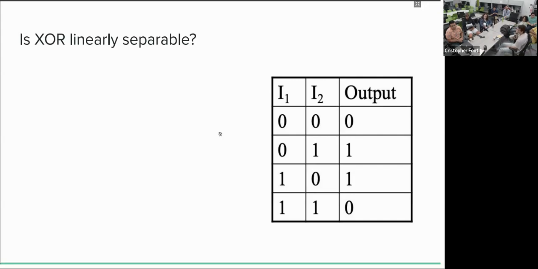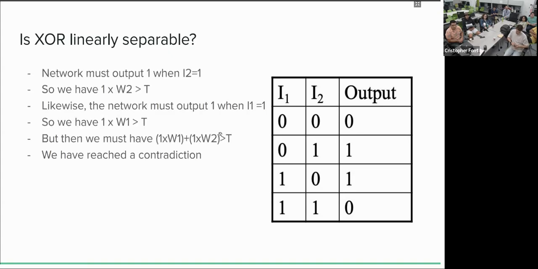we need this to be true when I2 is true. That means that I2 times weight 2 needs to be greater than or equal to the threshold. And we also need this to be true when I1 is true. So we need I1 times weight 1 to be more than the threshold. But now we've reached a contradiction, since I1 times W1 plus I2 times W2 is also greater than or equal to the threshold, then we have a contradiction because we need this to be false and we don't have that. So this is how you can prove that some problem you're trying to do isn't linearly separable. Try to reach a contradiction somehow.